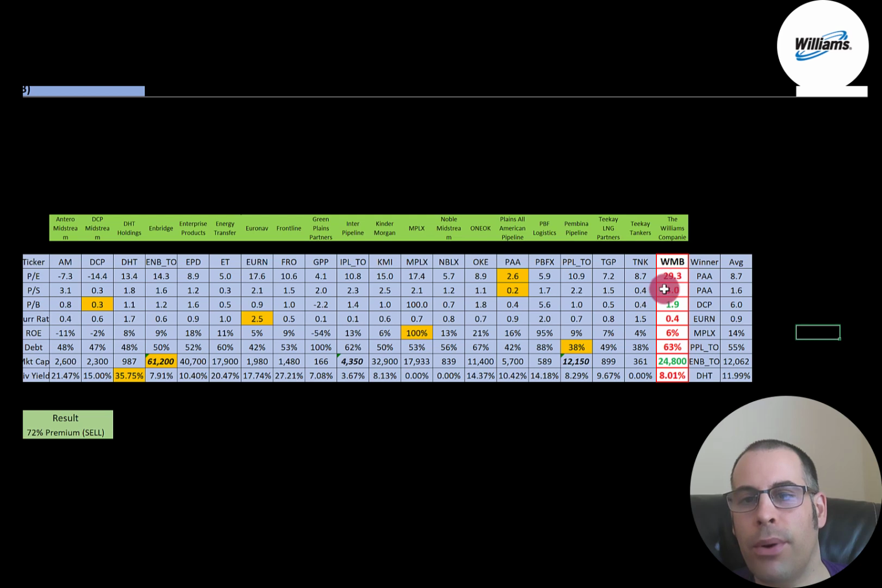So they're all worse in price to earnings and price to sales. A lot better in price to book. Worse in current ratio, ROE, a little worse in debt. They are much better in market cap. They're the second biggest company of the bunch. Only Enbridge, a Canadian company, is bigger. An 8% dividend yield is really high, but in this industry it's low because the average is 12%. So to summarize, I have them trading at a 72% premium. Their ratios are decent and their financials are a bit weak.